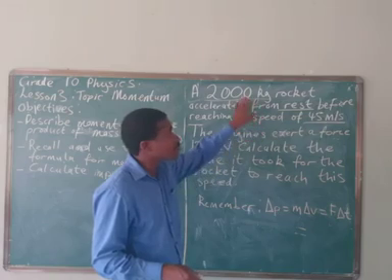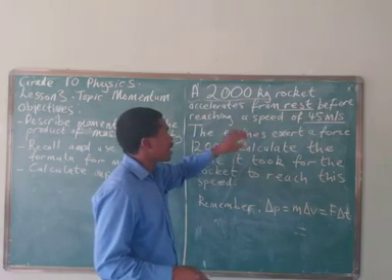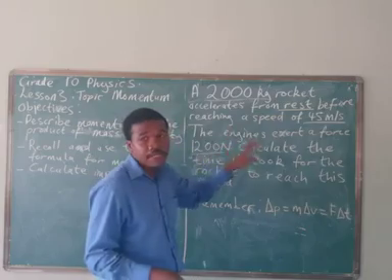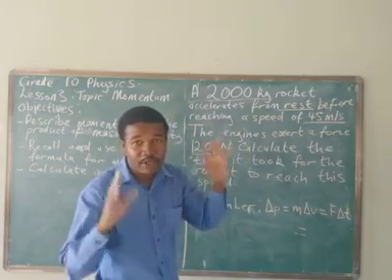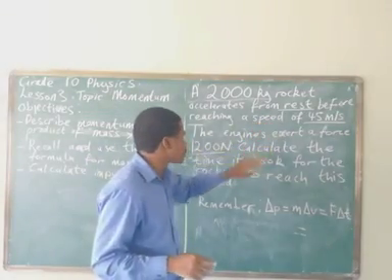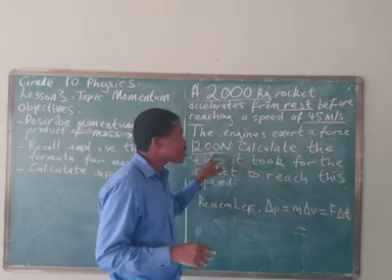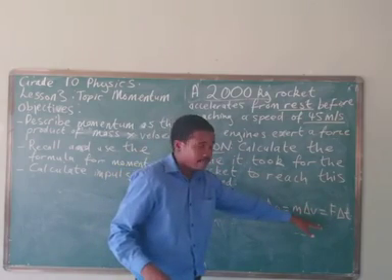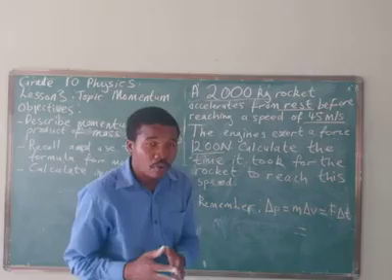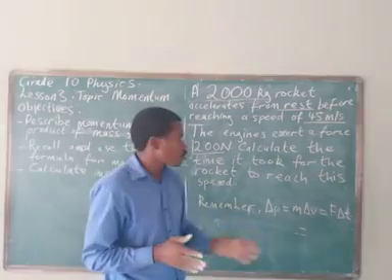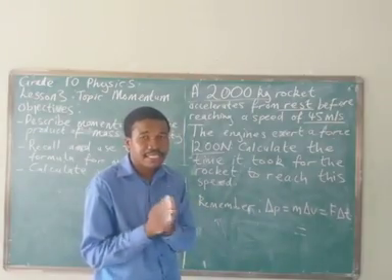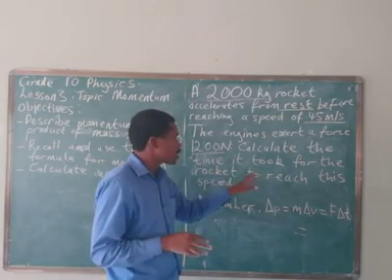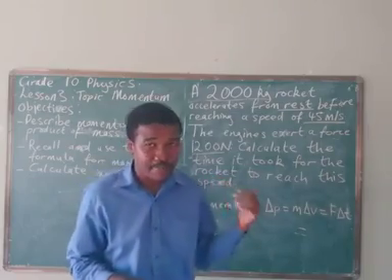So if you are given this sort of calculation: a 2,000 kilogram rocket, this is the mass of the rocket, right? The rocket accelerates from rest, so you have your initial velocity, before reaching a speed of 45 meters per second, that is our final velocity in this question. The engines exert a force of 1,200 newtons, you have your F. So now you have your M, your delta V, and your F. What you are looking for is the change in time, how much time it took for the rocket to reach that particular speed.